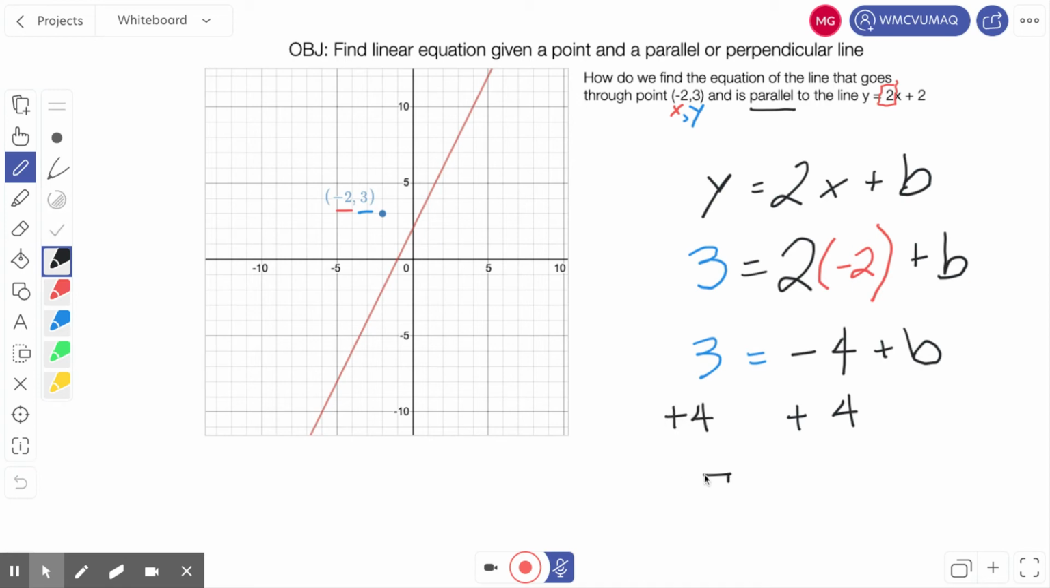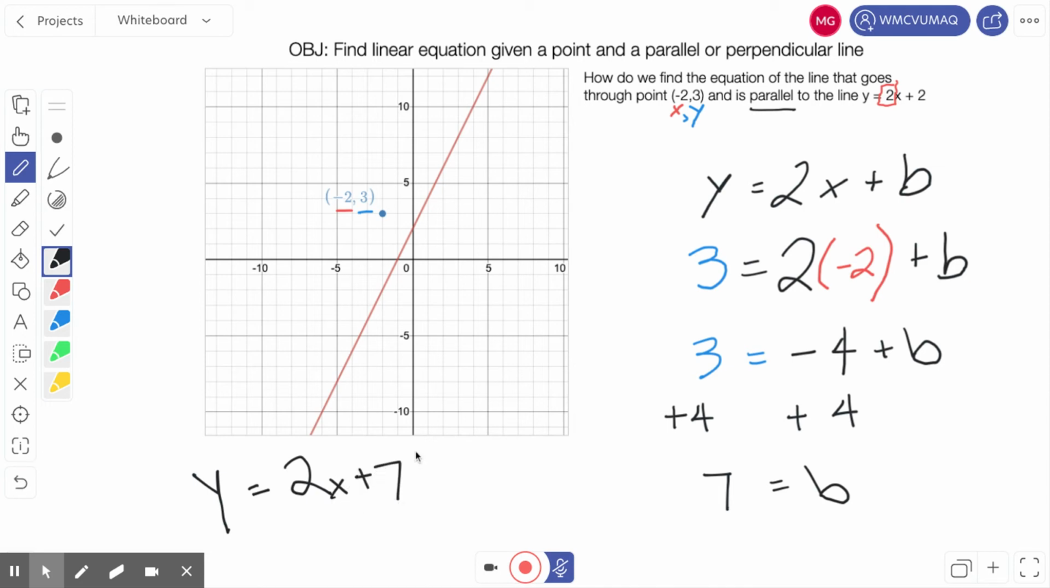3 plus 4 equals 7. B equals 7. Okay, so now we had everything in this original equation. All we have to do now is add the y-intercept, or the b. Y equals 2x plus 7.